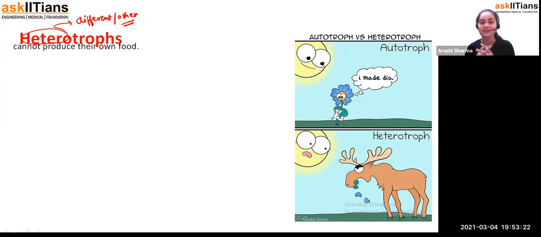So don't worry about it, but the heterotrophs are those type of organisms which cannot produce their own food. They require any other organism to make their food for their survival. That's why, students, if you noticed, we have called them consumers because we just consume. So that is the thing, students, about autotrophs and heterotrophs. I hope you got the point about autotrophs and heterotrophs.